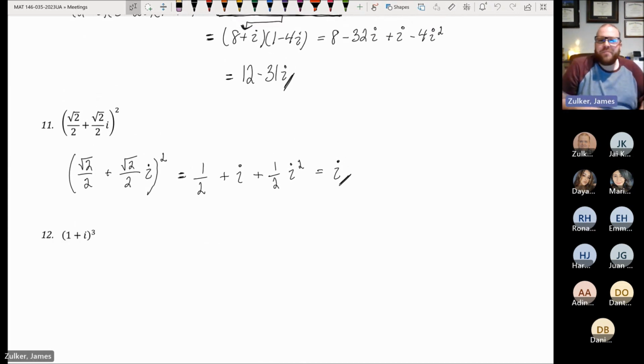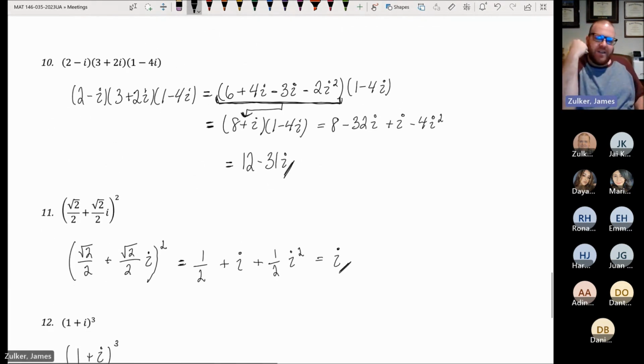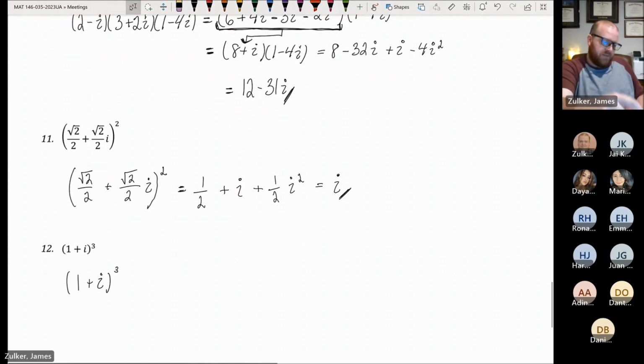Okay, any day. There we go. Quantity of 1 plus i, cubed. Well, again, we have two ways to do this. You can write it as 1 plus i times 1 plus i times 1 plus i, and then proceed as we did in number 10. Or we can use the binomial theorem, which is how I'm going to go.